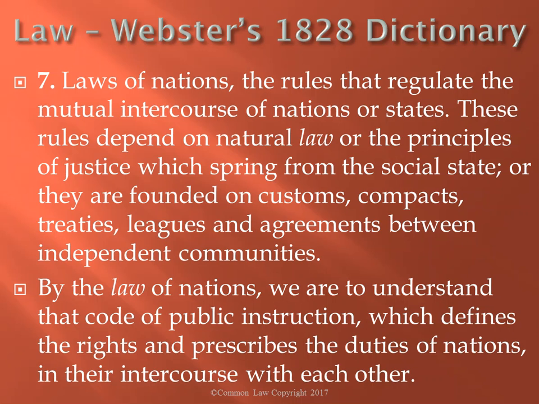Anyways, number 7, law of nations: the rules that regulate mutual intercourse of nations or states. These rules depend on natural law or the principles of justice which spring from the social state, or they are founded on customs, compacts, treaties, leagues, and agreements between independent communities. By the law of nations, we are to understand the Code of Public Instruction, which defines the rights and prescribes the duties of nations and their intercourse with each other. So, law of nations is natural law, but it also is treaties, which is contracts.